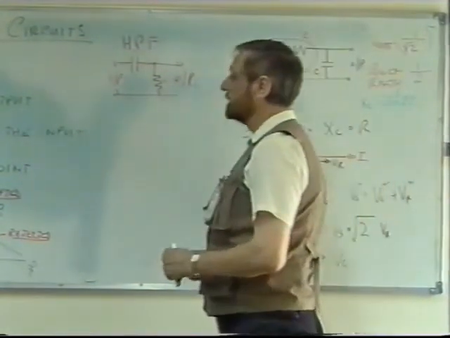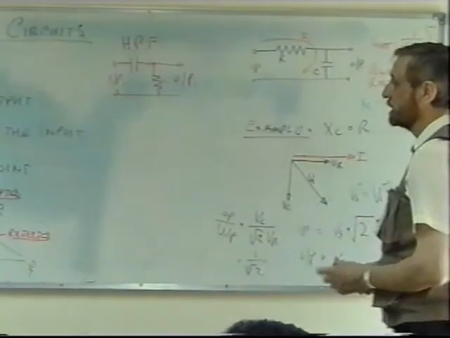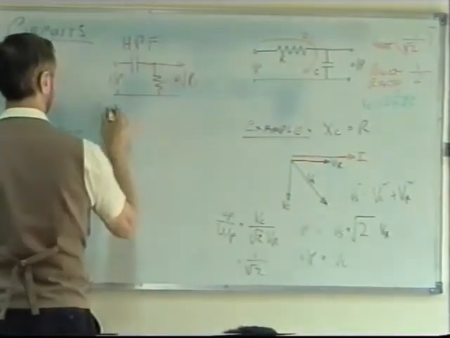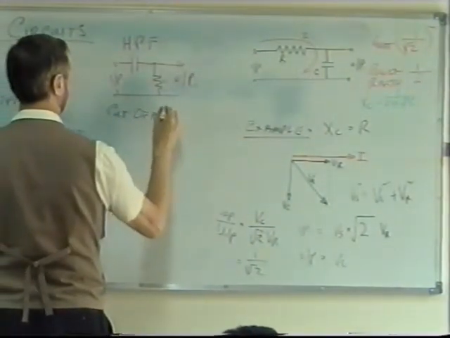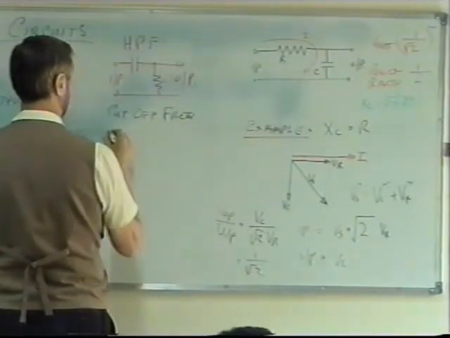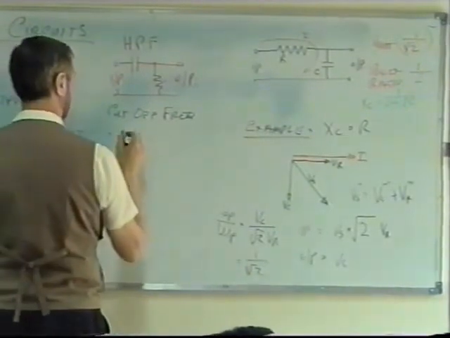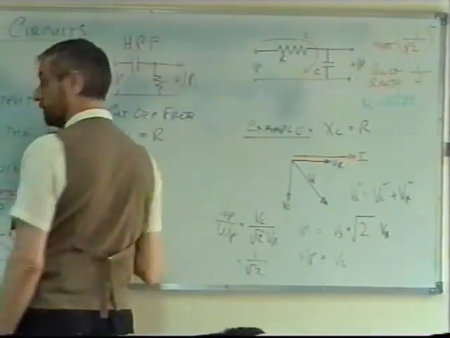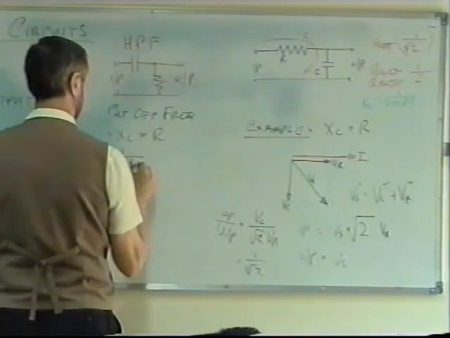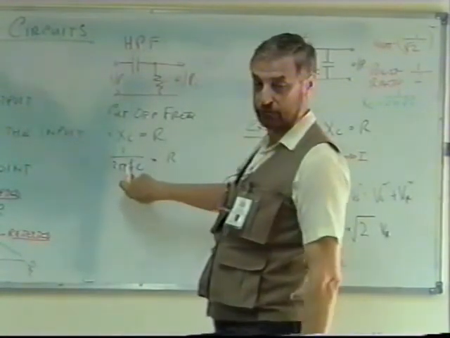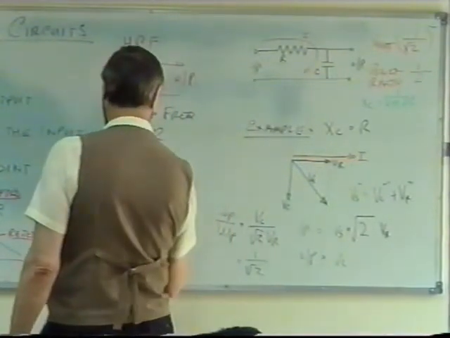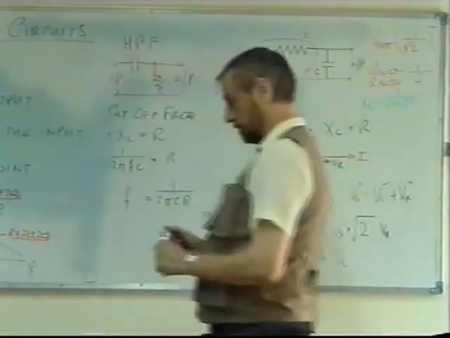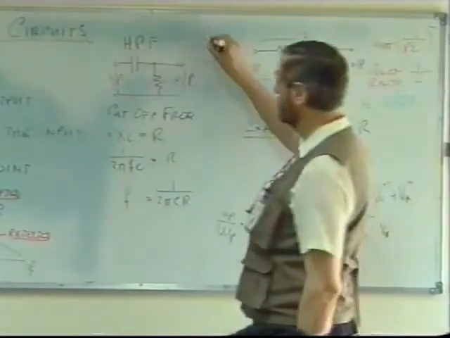But we can always calculate, if necessary, what the cutoff frequency is simply by knowing the values of C and R. The cutoff frequency is when XC is equal to R, so we must know the value of C. That's right, you do need to know it. So what we're saying is 1 over 2 pi FC is equal to R, and what I want to find out is F, the cutoff frequency. So F is equal to 1 over 2 pi CR. If you needed to calculate that, I'm sure we did one like that.